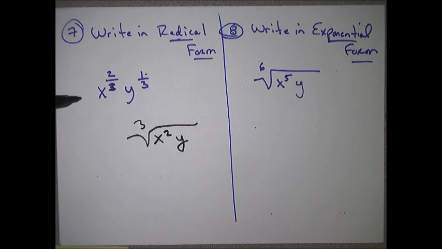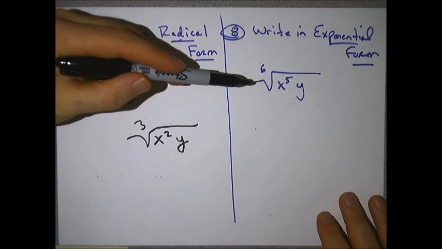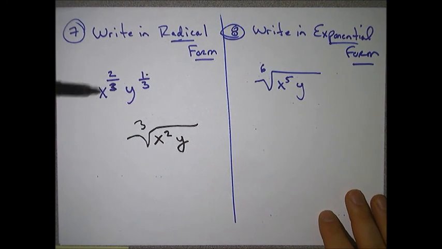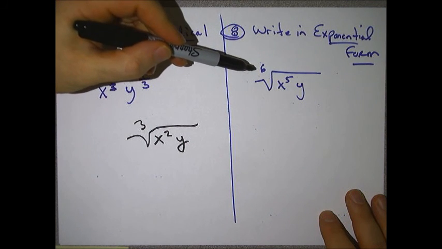So going from exponential to radical is power over root, and since they're the same root on the bottom, we can put them together underneath one big third root. Number 8 is the same problem, but other way around. Now we're starting at a radical, and we want to land in exponential form. So I say, what is my root that they're both under? And that's a 6th root.